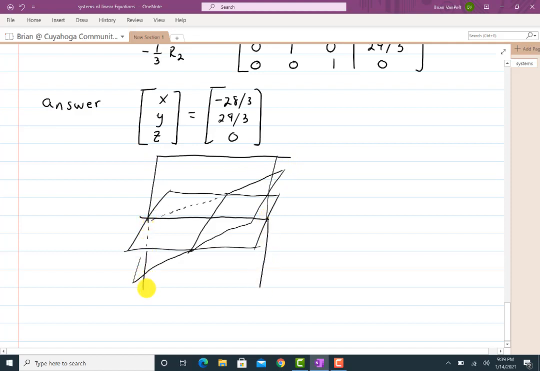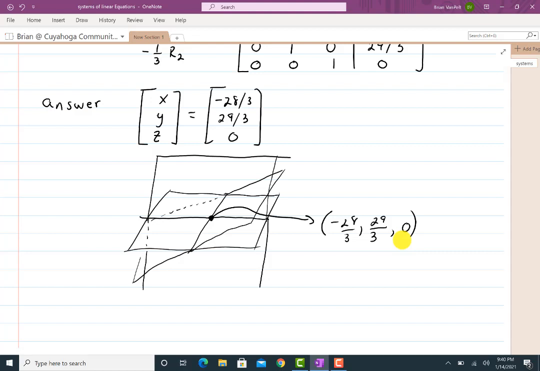But what you see here is that the first two planes intersected in this line, and then the third plane intersected just so perfectly that they intersected in a point. And that point in a three-dimensional coordinate system is, as you might expect, negative 28 over 3, 29 over 3, and 0. It's extremely difficult to draw, but at least you can understand the nature of the solution. So it does have a visual solution.